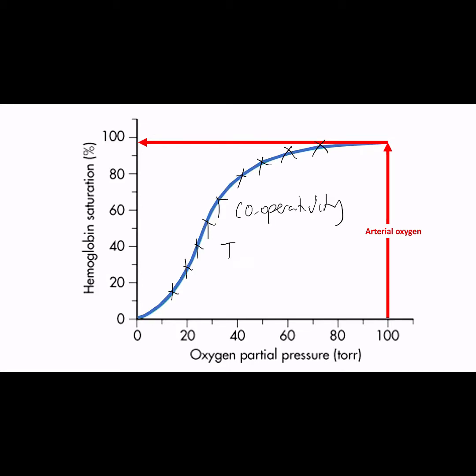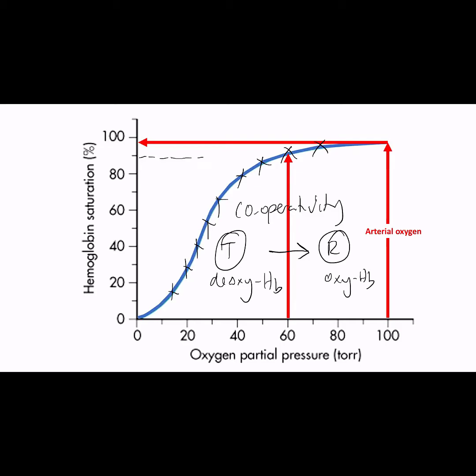Remember, hemoglobin goes from the T state, where it's tense, that's the deoxyhemoglobin, and it goes into the relaxed state, which is the oxyhemoglobin. Now, I hope that makes sense. Let's have a look at a couple of other points on the oxyhemoglobin dissociation curve. So, one point to remember is the partial pressure of oxygen at which the hemoglobin saturation is 90%. And that partial pressure is about 60 millimeters of mercury.